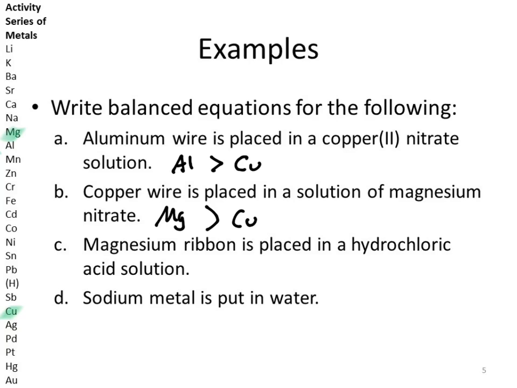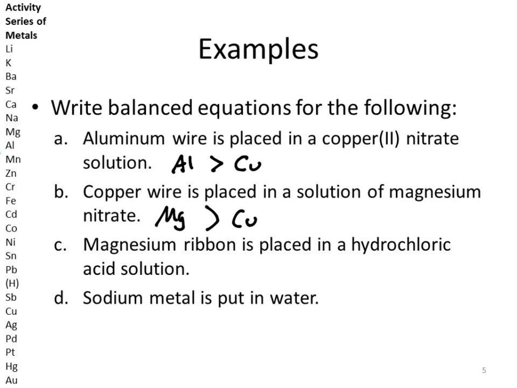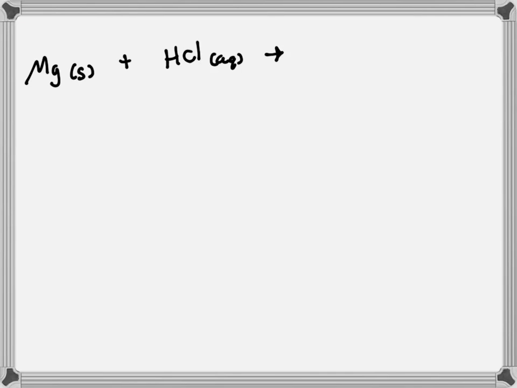Our next one says magnesium ribbon is placed in a hydrochloric acid solution. So magnesium ribbon in a hydrochloric acid solution. Okay, so let's take a look between magnesium and hydrogen. So here's magnesium and here's hydrogen. So magnesium is higher up, so magnesium is more active than hydrogen, which means magnesium wants to be an ion more. And in this situation, hydrogen's the ion, so a reaction will occur.